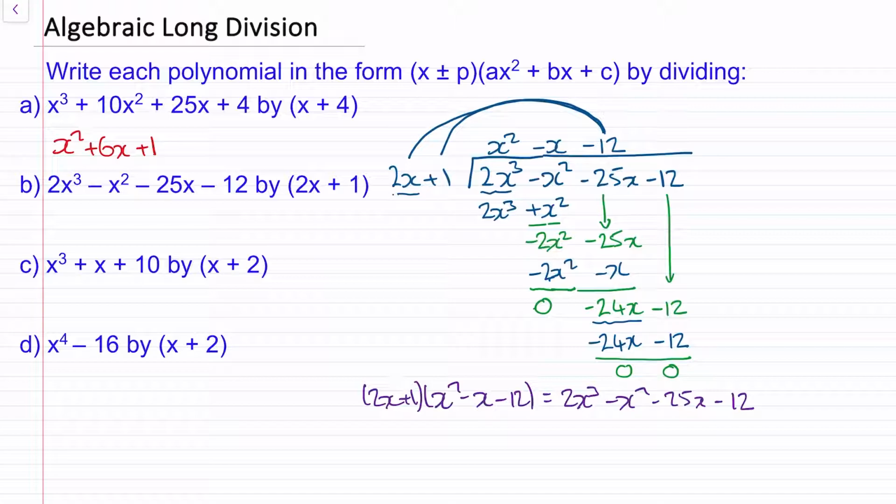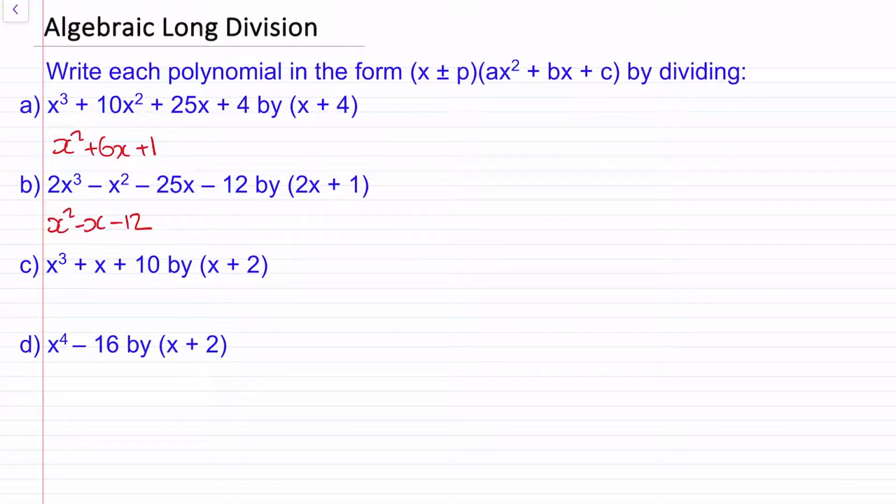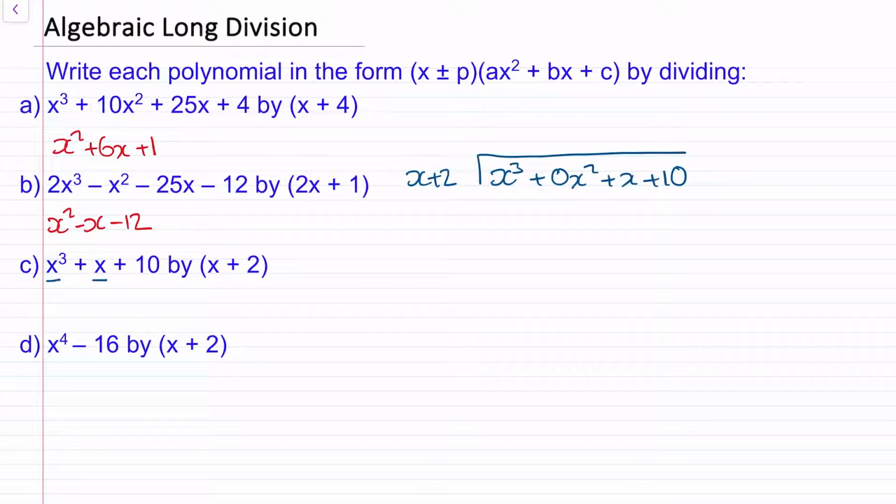Okay, let's try question C. So in question C, you can see that we have x cubed and an x term, but we have no x squared terms. So we write this as x cubed plus 0x squared plus x plus 10, all divided by x plus 2. So do you want to try and work this out for yourself? You can pause the video and resume it when you're ready.